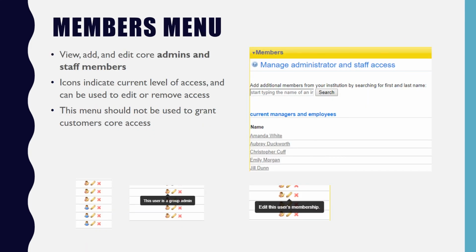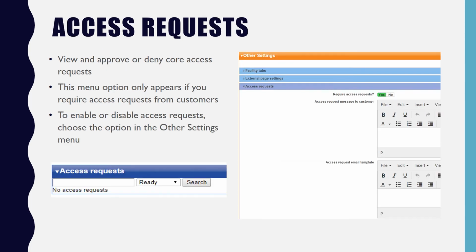The Members menu is where you'll view, add, and edit core admins and staff members. This section should not be used for customers. The icons indicate the current level of access and can be used to edit or remove access entirely. Access requests is where you can view and approve or deny core access requests. This menu option only appears if you require core access requests from customers. To enable or disable access settings, choose the option in the Other Settings menu.